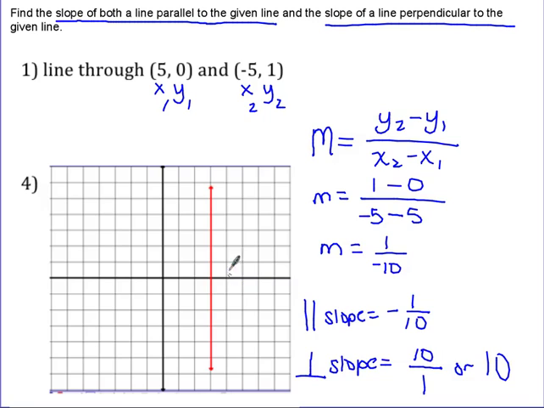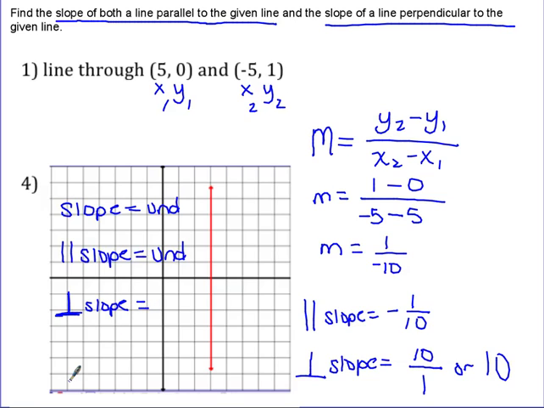We want to find the slope of a line that's parallel to this. Well, the slope here is undefined. So any line that also has an undefined slope, so with 0 on the bottom, or any vertical line, is going to also have an undefined slope. The slope that's parallel is going to also be undefined. Perpendicular is going to be flipped and opposite. Let's think about this for a sec.